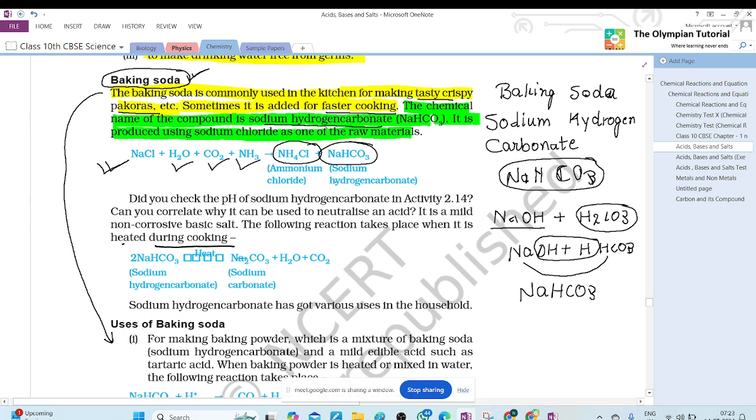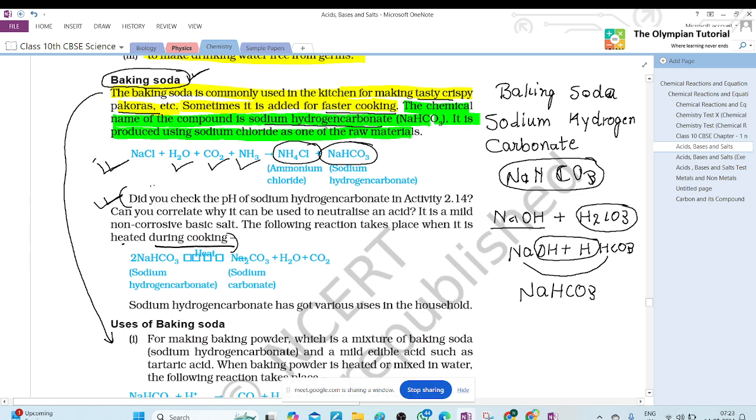Sure. Students, we will not write this one, but still we will discuss it. Ayupta, read it. Did you check the pH of sodium hydrogen carbonate in activity 2.14? Can you correlate why it can be used to neutralize an acid? It is a mild non-corrosive basic salt. The following reaction takes place when it is heated during cooking.